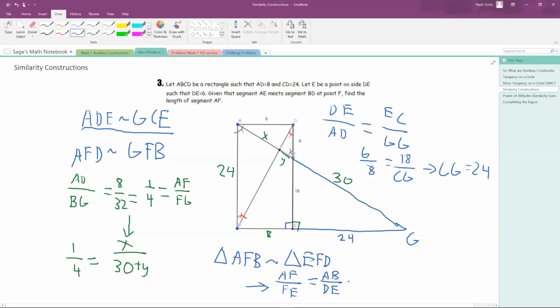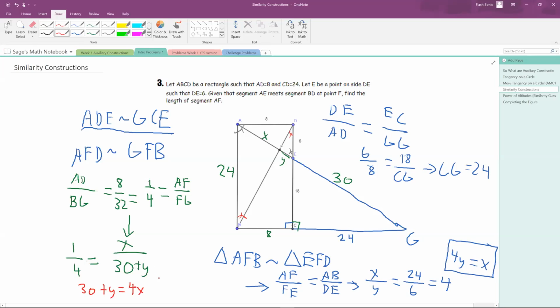And if we plug in our variables and numbers, this should give us that X to Y is equal to 24 to 6, which is equal to 4. So from here, we get that 4Y is equal to X. Now, if we combine this with the previous ratio that we did, which is 1/4 is equal to X over 30 plus Y, we can get that 30 plus Y is equal to 4X.